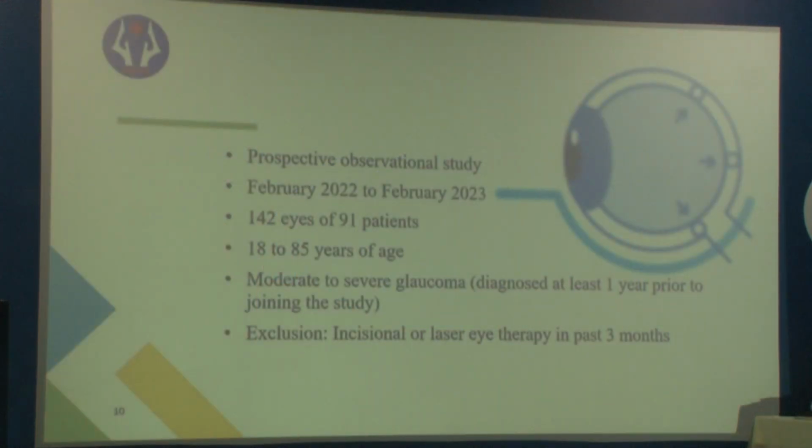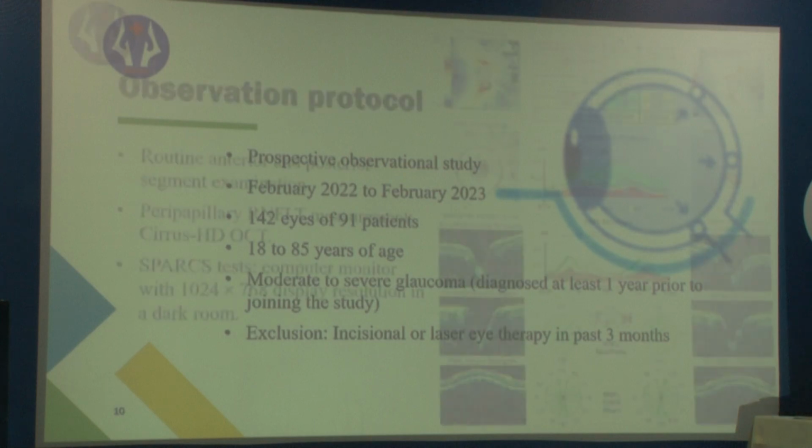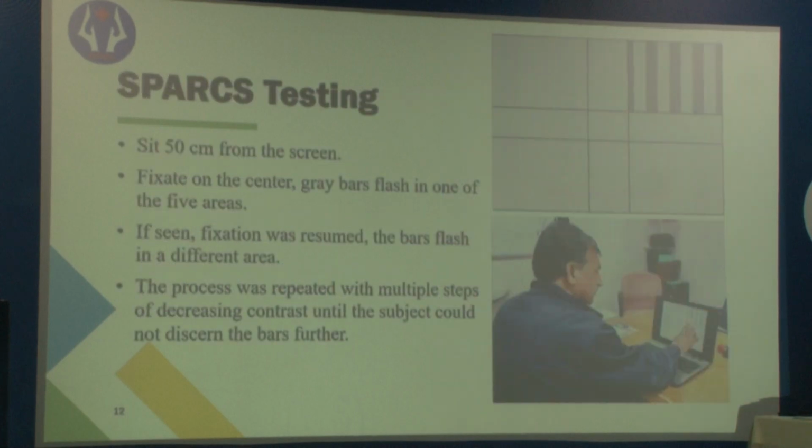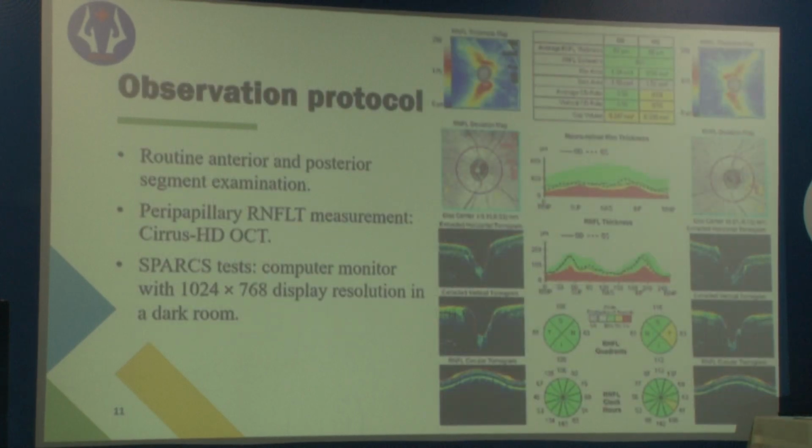It was a prospective observational study. 142 eyes of 91 patients, 18 to 85 years of age, diagnosed as moderate to severe glaucoma at least 1 year prior to joining the study were taken. Any incisional laser eye therapy in the past or any other retinal disorders which can affect the contrast sensitivity were excluded from the study. Routine anterior and posterior segment examination was done, followed by peripapillary retinal nerve fiber layer thickness measurement using the Cirrus HD OCT.